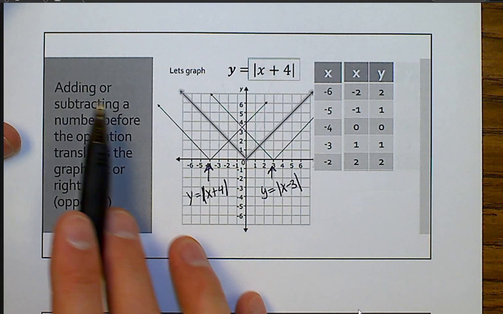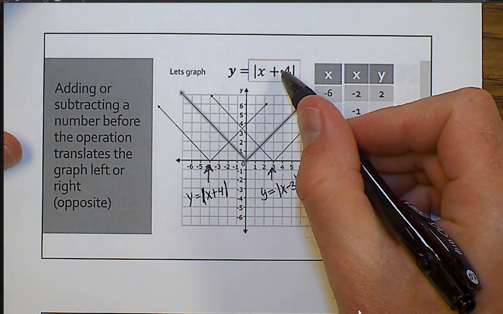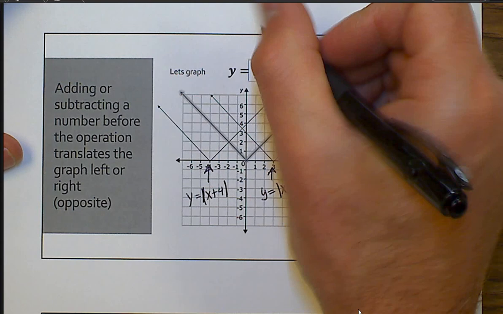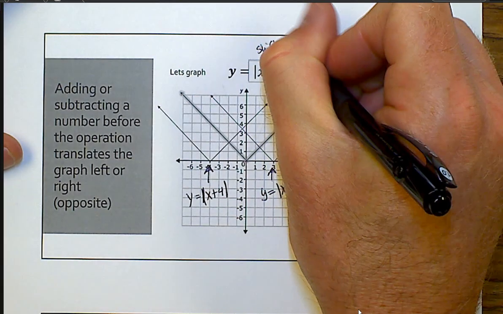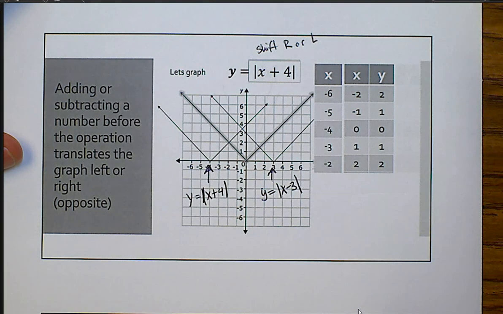Adding or subtracting a number before the operation translates the graph to the right or left. In other words, any number that's on the inside of the absolute value bars is going to shift the graph to the right or to the left. Now, how do you know which is which?